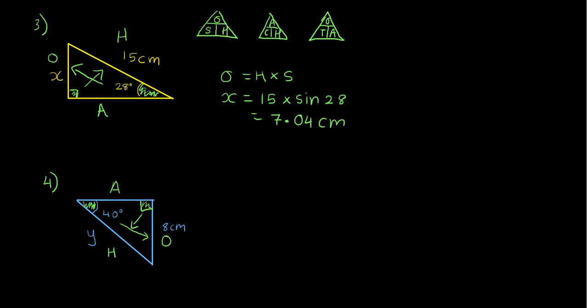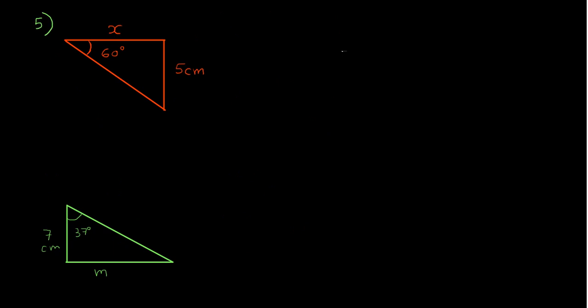So I'm going to cover the hypotenuse, and that's opposite divided by sine. So let's write that down. And the hypotenuse in this case is y, so I'm going to write y there. The opposite is 8, and sine of the angle is sine 40. Type that in my calculator. That gives me 12.4 to 3 significant figures, centimeters I should say. Okay, we'll move on to the next 2 examples. So I'm hoping you're getting the hang of this by now. So that's number 5 and number 6.